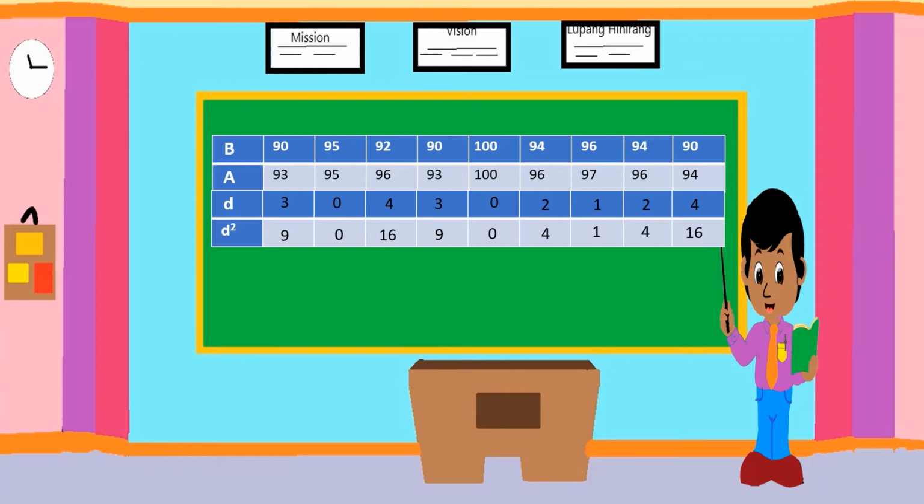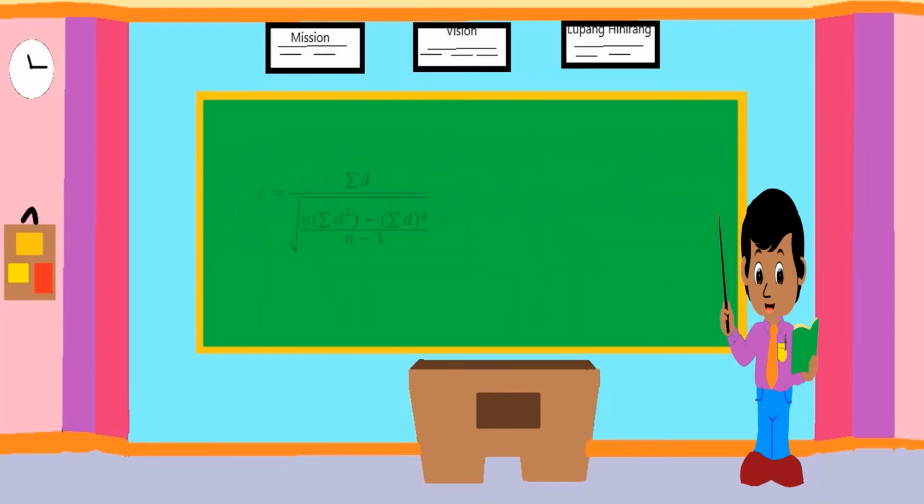The next thing to do is to sum up, or let's add the d and all the d squared. The summation of d, or the sum of d, is 19. That's 3 plus 4 plus 3 plus 2 plus 1 plus 2 plus 4. And for the summation of d squared, that's 9 plus 0 plus 16 plus 9 plus 0 plus 4 plus 1 plus 4 plus 16, which is 59. So we're done with the first part of solving the summation of d and the summation of d squared.